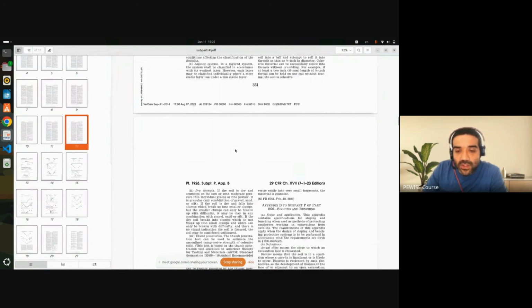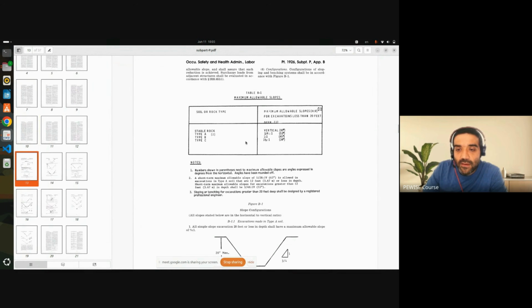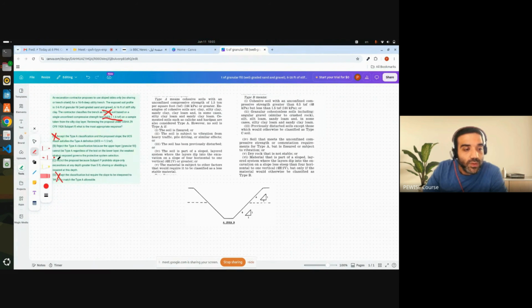So for different soil types, we have the slope, and the slope is allowed up to 20 feet. So option C is also incorrect because the reason that we are using to reject the plan is wrong. We come to option B because we reject the type A classification because the upper layer cannot be type A regardless of the test on the lower layer. The weakest stratum exposed governs the protective system selection. So yes, this answer is correct.